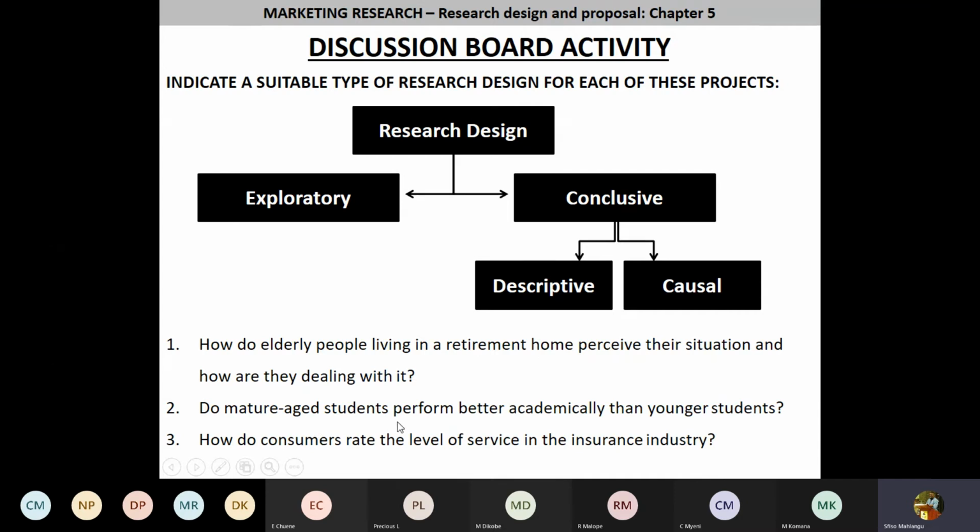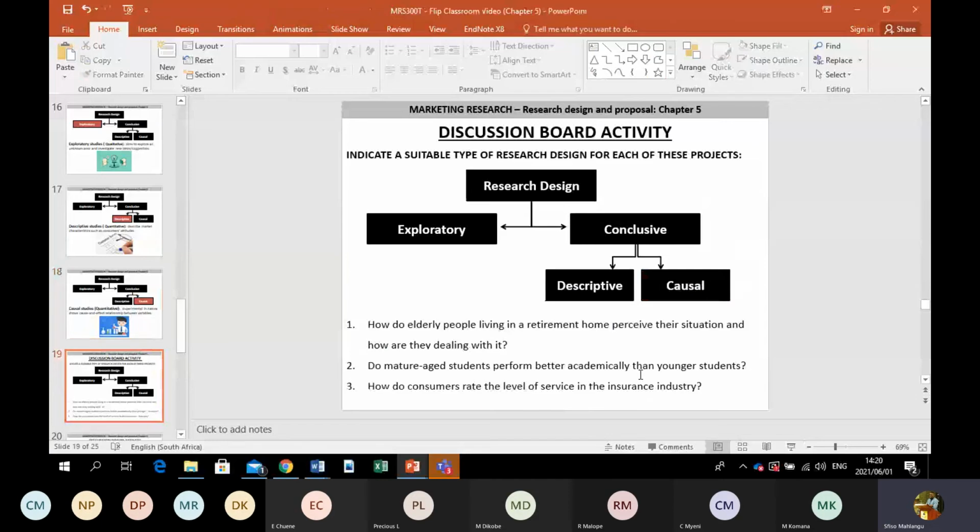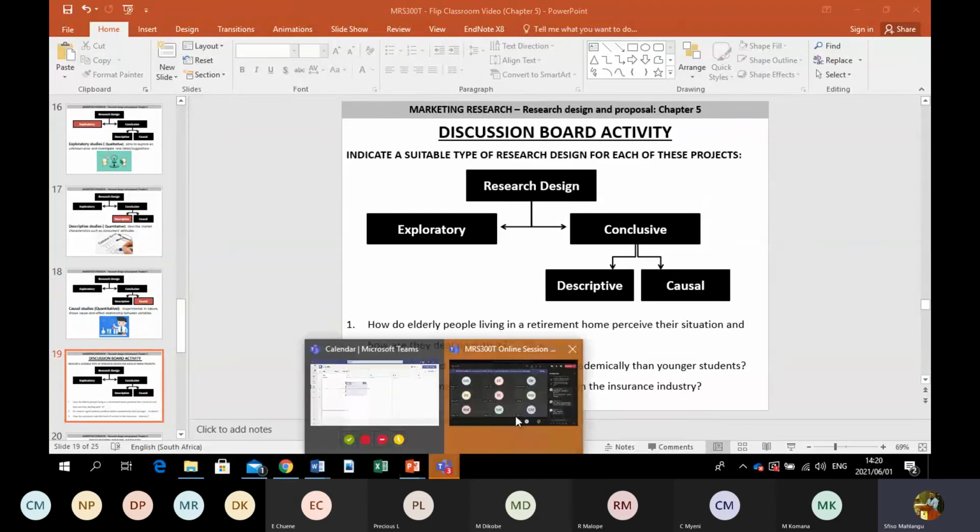So number 2, do mature students perform better academically than younger students? So in this case, they are asking about people like 25 years and so on, or those who are younger, which one perform better? Number 3, how do consumers rate the level of service in the insurance company? So please indicate the type of research design in the comment box, number 1, number 2, number 3. You just write exploratory, descriptive, or causal. I'm going to give you about 2 minutes for that exercise, and then we're going to continue with the class.